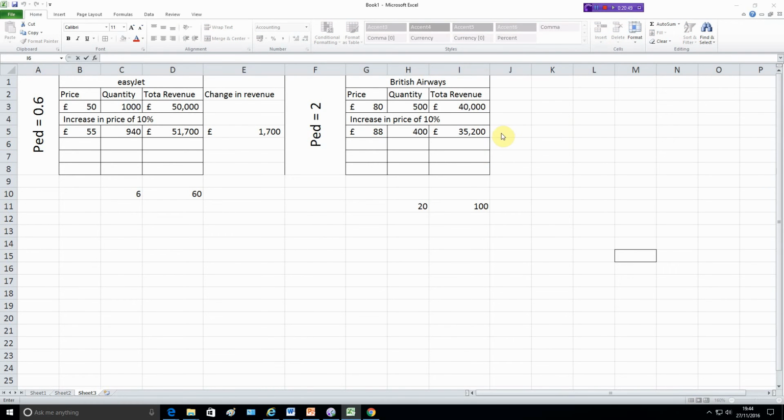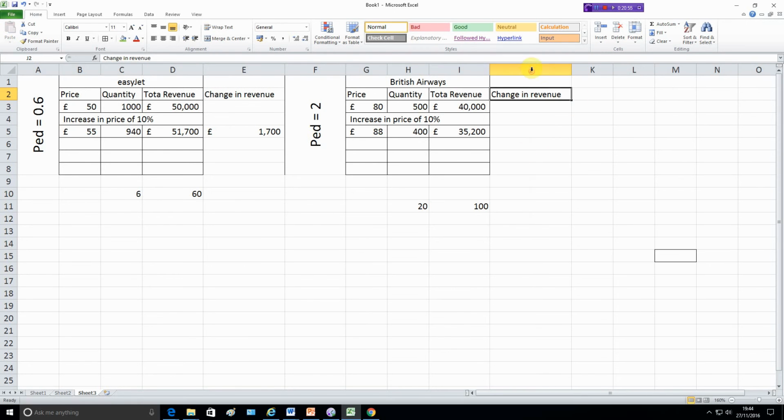So what we do is we copy the change in revenue over here as well. Let's just increase it. Okay, so now British Airways, have they gained or lost revenue? They have lost revenue. They have lost revenue 35,200 minus the old revenue, which is 40,000. They've actually lost 4,800.